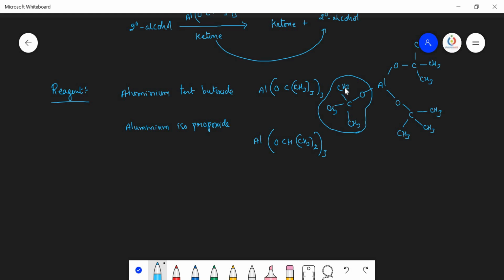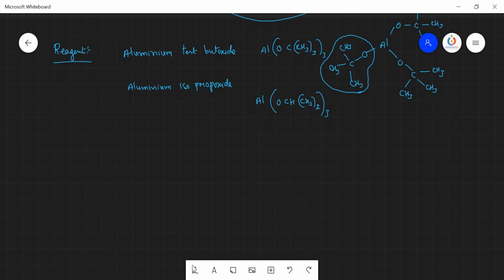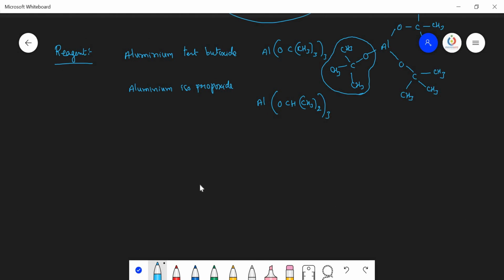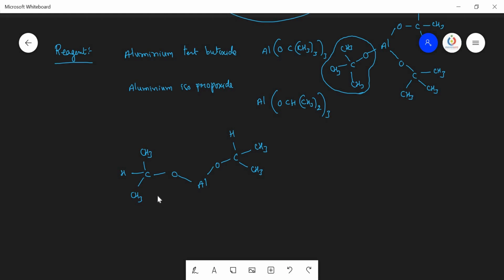Means instead of one methyl group here, we put one hydrogen. So I'll write that structure also here. Aluminum, oxygen, carbon with hydrogen, methyl group and methyl group. Oxygen, carbon, hydrogen, methyl group and methyl group. This isopropoxide part.